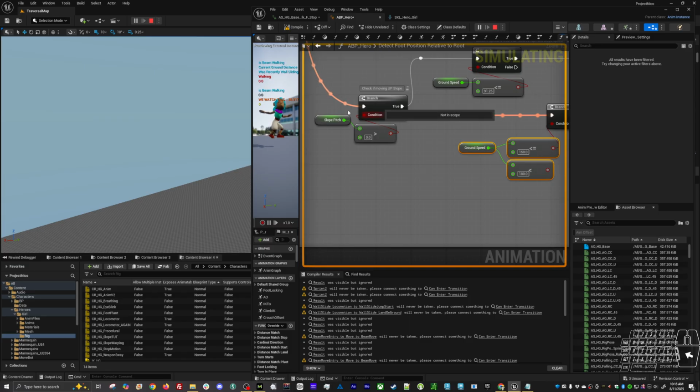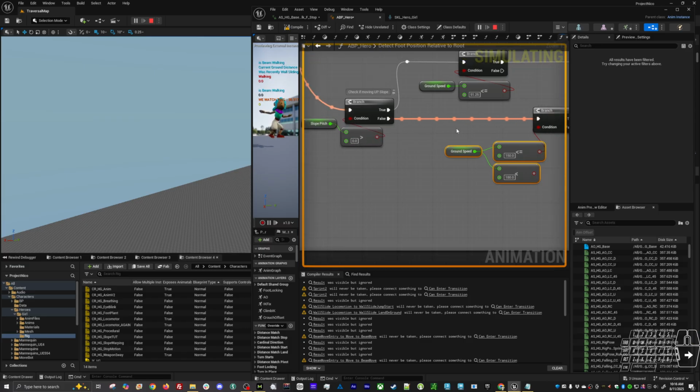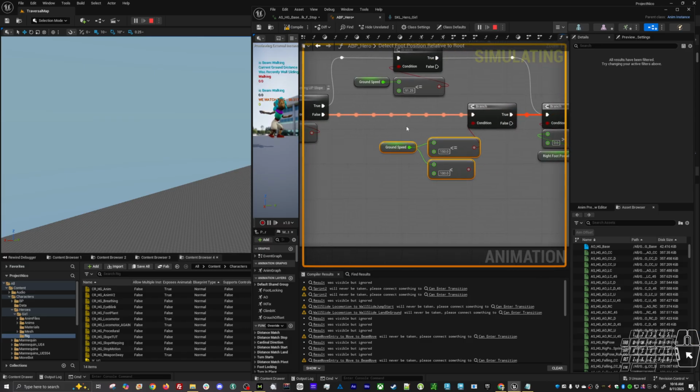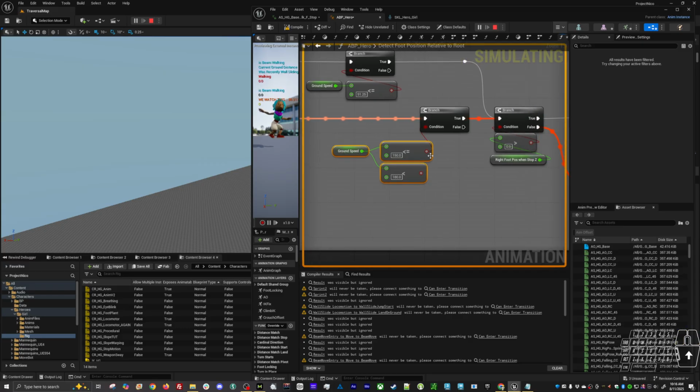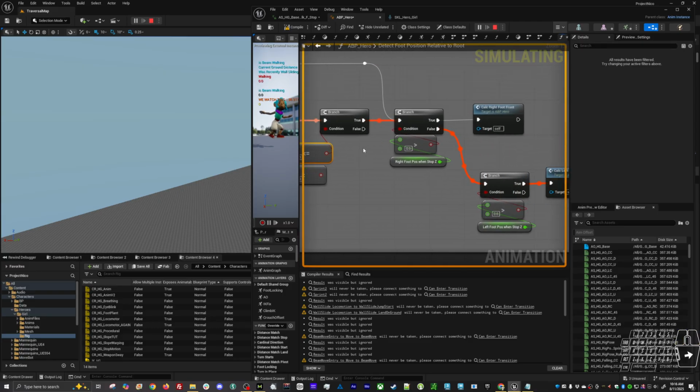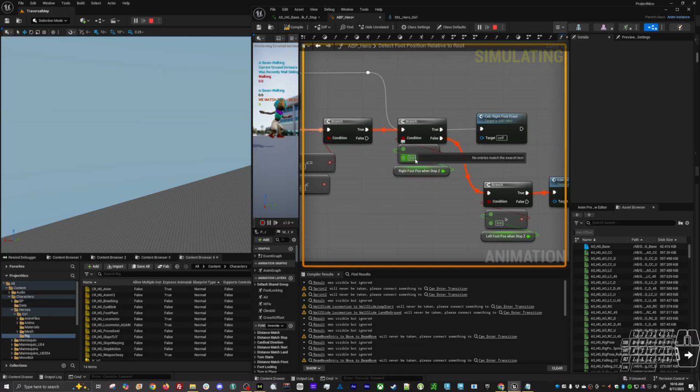It's not if we're moving, this isn't our slope direction, it's just the pitch angle that we're at. Okay, so then we're just checking ground speed. We're saying, are you less than or equal 150 units per second? If so, then we're going to check to see if your right foot position when stop Z is greater than 0. So I just need to check to see if the foot is off the ground or not. So that's basically what this is checking.